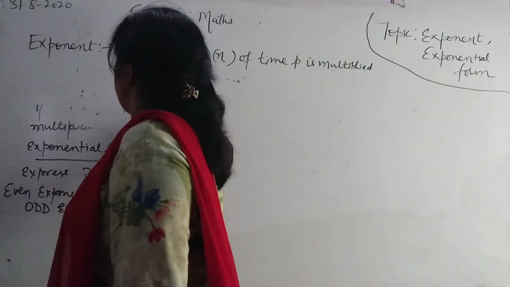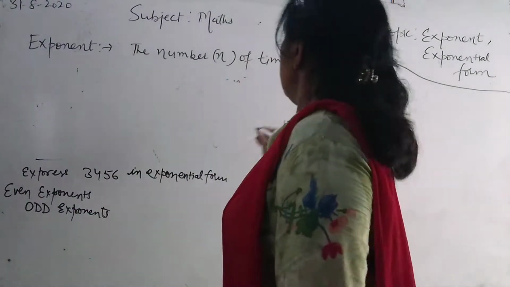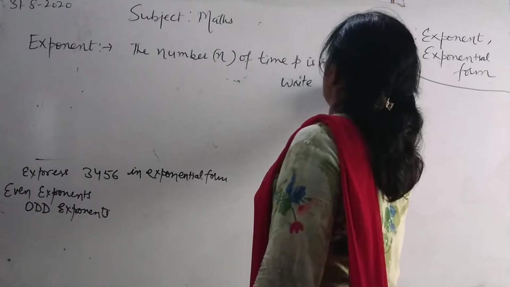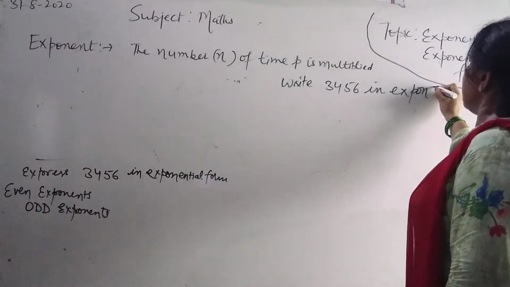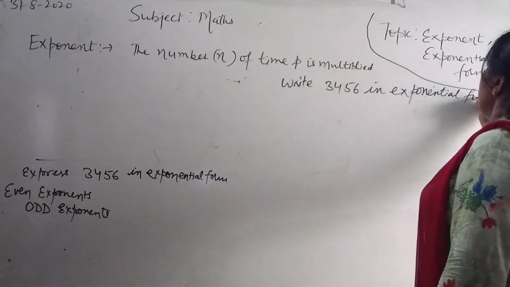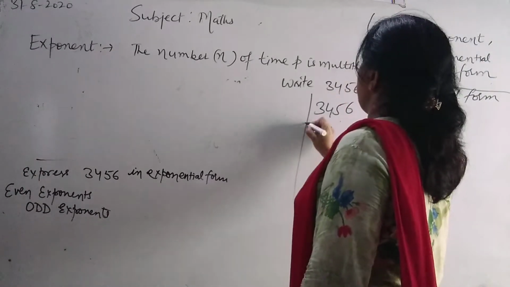How do we express it? The number is this. Write 3450 in exponential form. Exponential form. Find its prime factorization here.